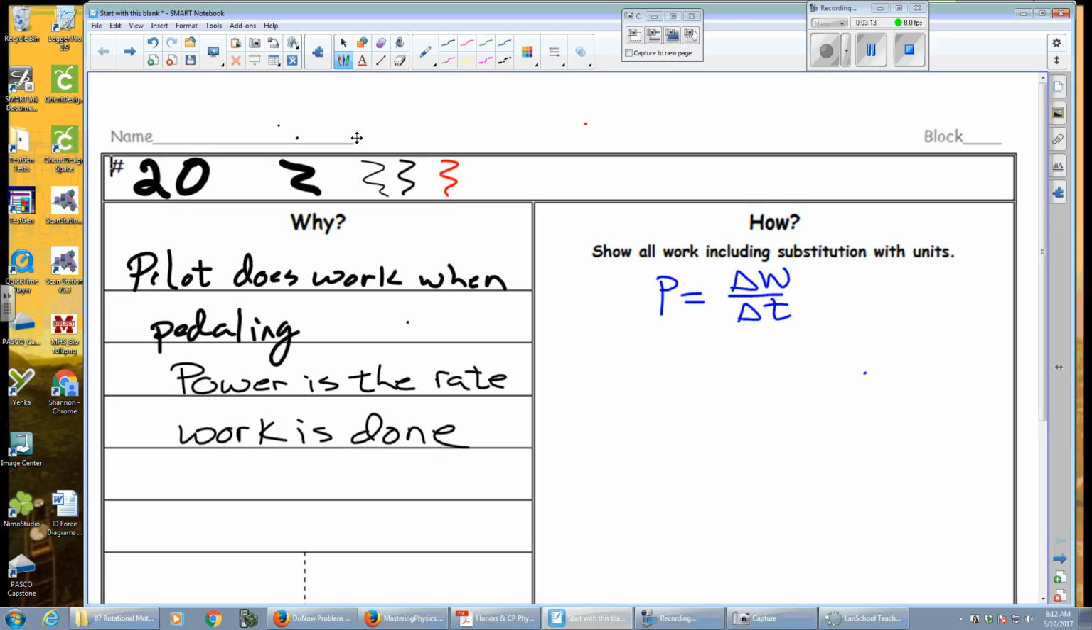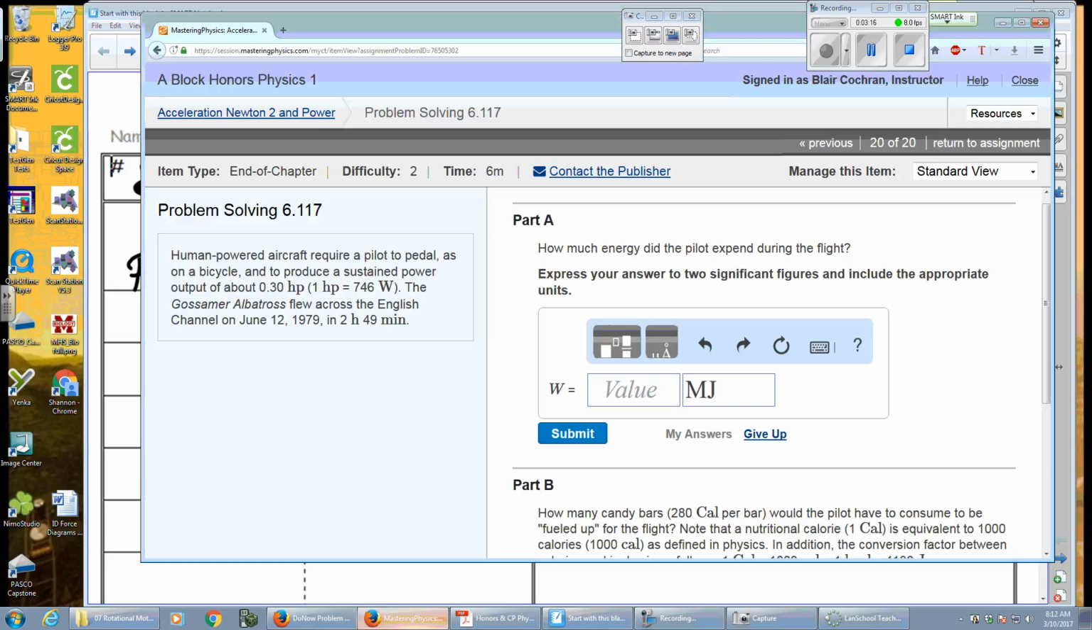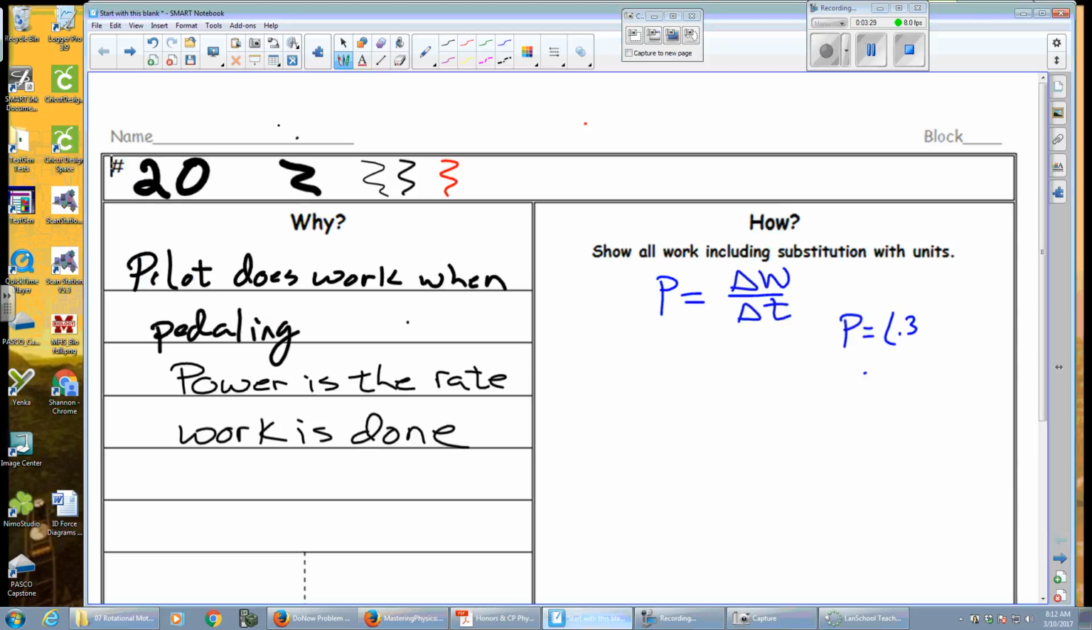And they tell me my power, right? My power is 0.3 horsepower, and a horsepower equals 746 watts. So my power is going to be 0.3 horsepower times 746 watts per horsepower, which is 223.8 watts. That's the power there.